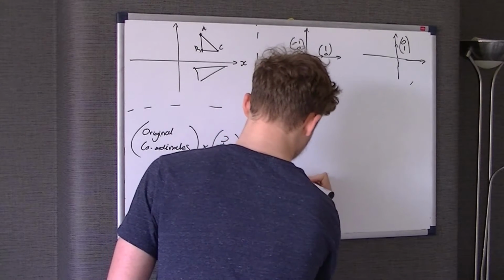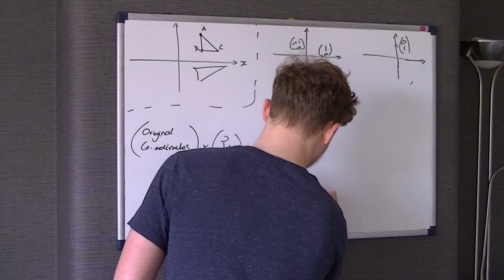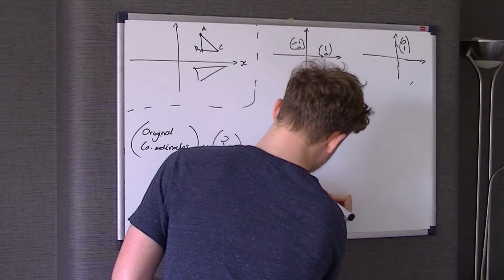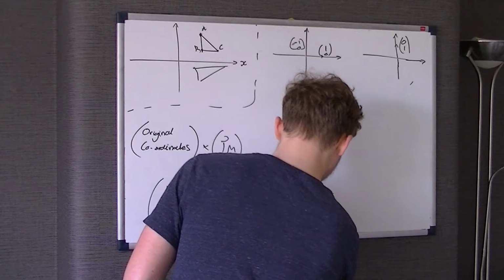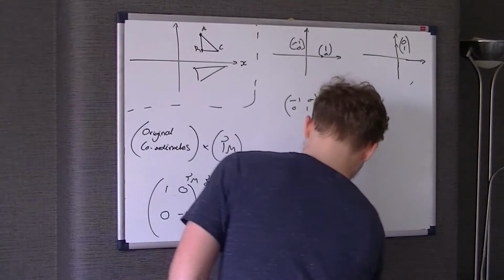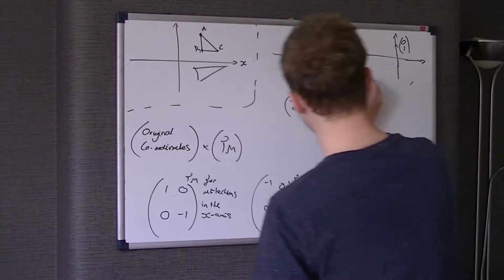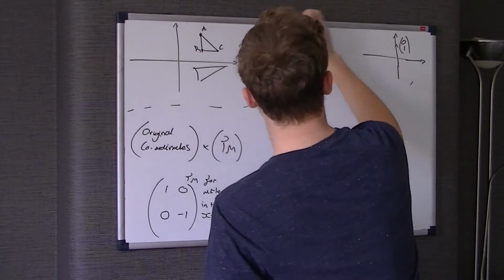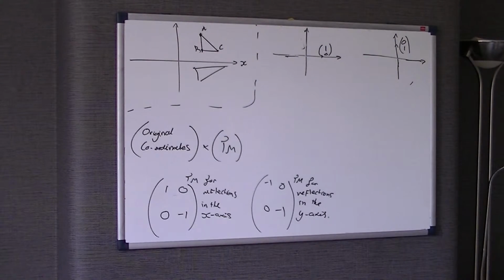So that's the transformation matrix for reflections in the y-axis. Now we've done the two most common ones. The other two: what we're going to do now is reflections in y equals x and y equals negative x.